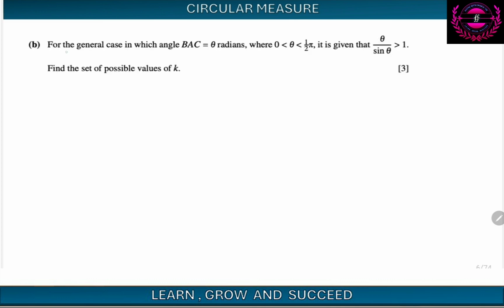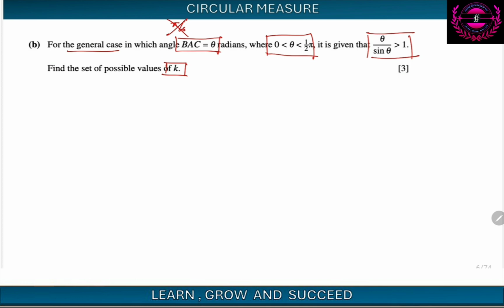Now read part B, for the general case in which angle BAC is theta. So now angle BAC is not pi by 6. This is theta, and theta is acute, which is from 0 to pi by 2. It is given that theta upon sine theta is always greater than 1. Find a set of possible values of k.